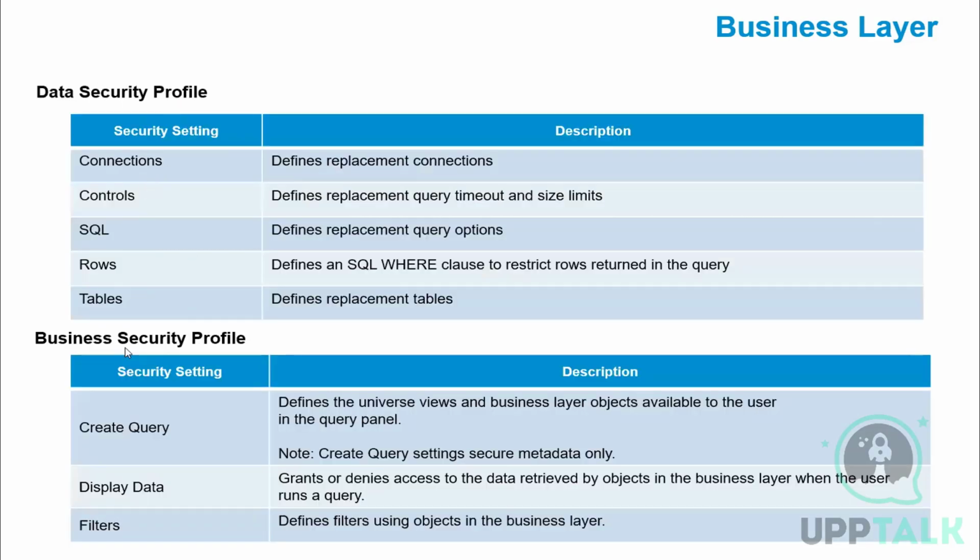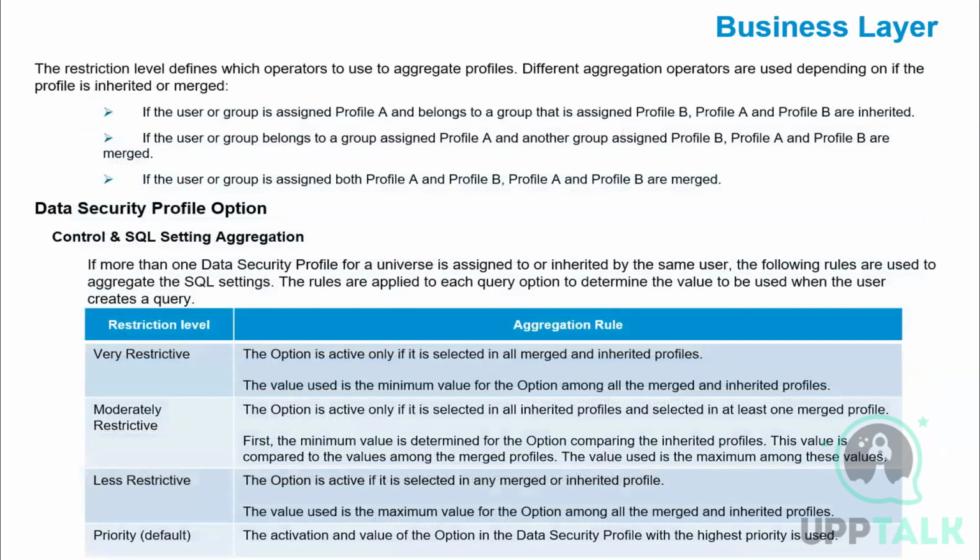We have two security profiles in the universe: a data security profile and a business security profile. The business security profile is defined on the universe views and business layer, whereas the data security profile is defined at the connection level itself. These are some options available in the data security profile: the restriction level, which can be very restrictive, moderately restrictive, less restrictive, or priority. Based on the sensitivity of data, we will put the restriction level.